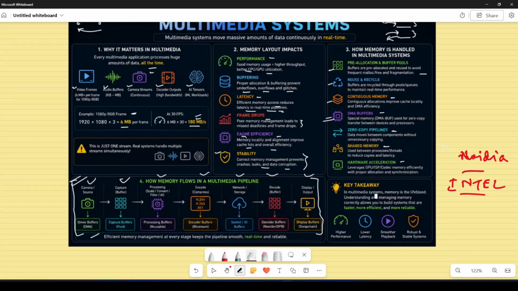So if I talk about the key takeaway, memory is the lifeblood, right? So in multimedia there is nothing as important as handling memory. Whatever you allocate, whatever you deallocate, right, memory has to be perfectly synchronized and perfectly handled, so that there is no loss of data, there is no loss of real time scenarios, and it is completely reliable. So understanding and managing memory correctly allows you to build systems that are faster, more efficient, and more reliable, right? This is the basic crux of this infographic.